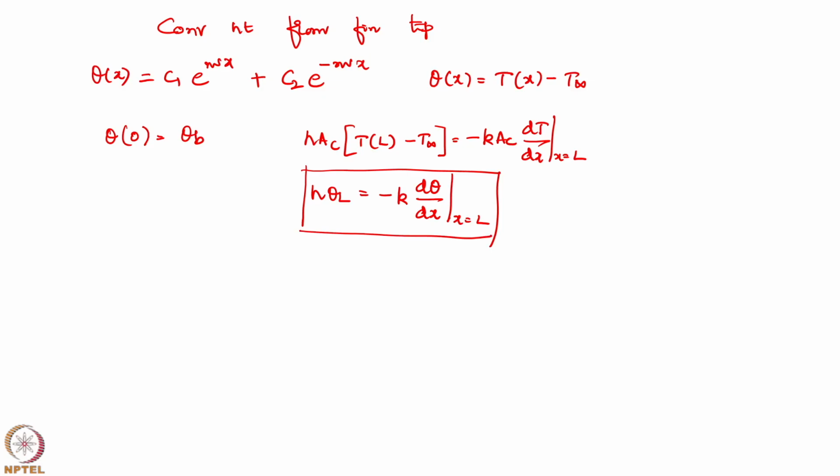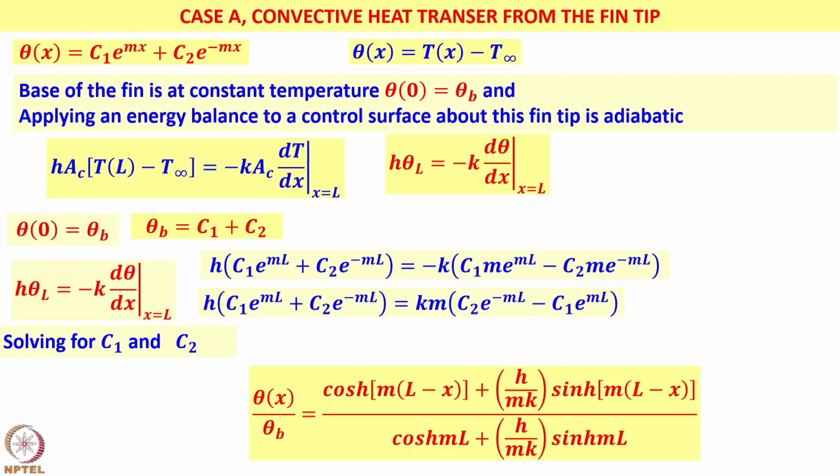So let us get the algebra going through our PPT. You have the two constants. If you substitute theta 0 equal to theta b, that is theta b is equal to C1 plus C2, and h theta L is nothing but C1 e to the power of mL plus C2 e to the power of minus mL, which is equal to k m into C2 e to the power of minus mL minus C1 e to the power of mL. If you do the algebra solving for C1 and C2, you get this temperature distribution.